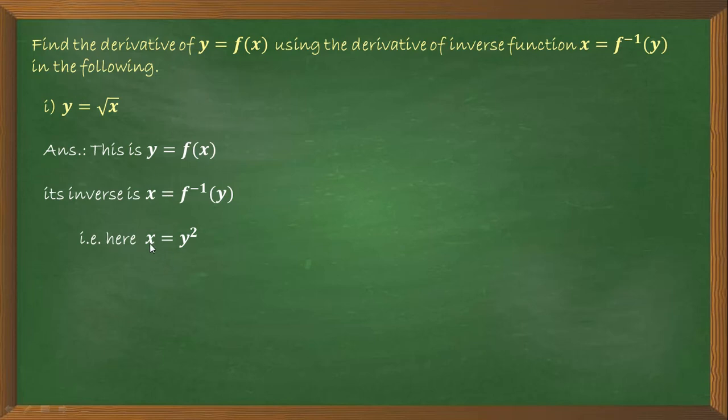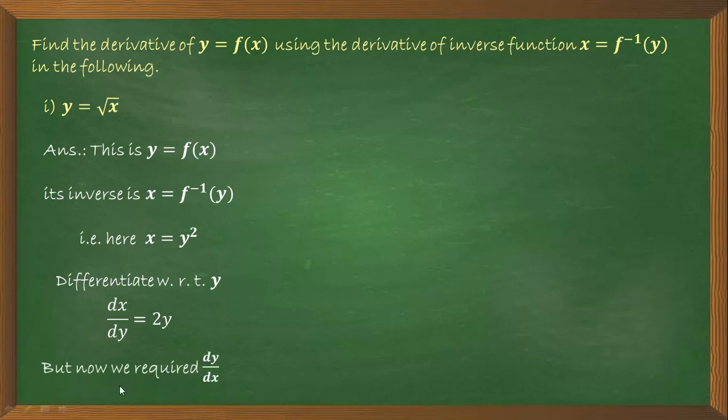As per the given question, first of all we will find out the derivative of this. So differentiate with respect to y, because x is equal to y square is the function, so we have to differentiate with respect to y. Not with respect to x. Here we have to differentiate with respect to y. So we get dx by dy is equal to 2y, because the derivative of y square with respect to y is 2y. So this is the derivative of this inverse function.